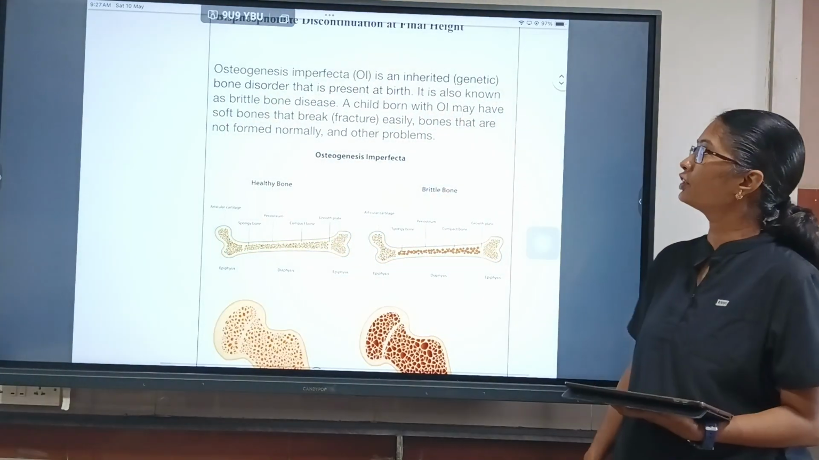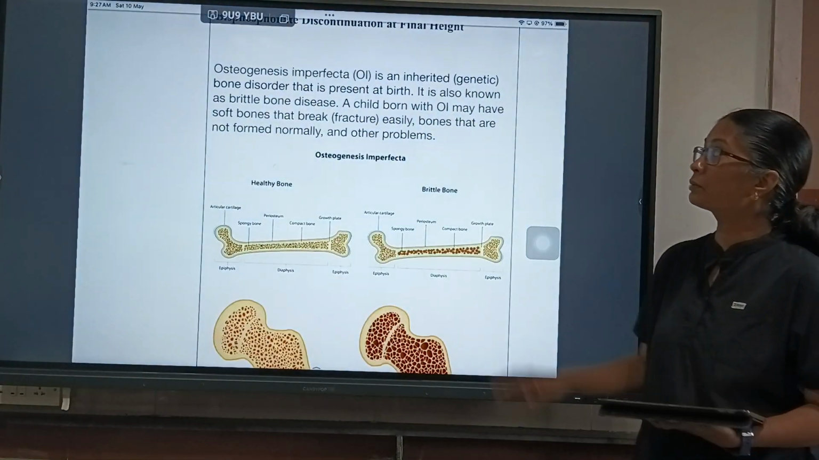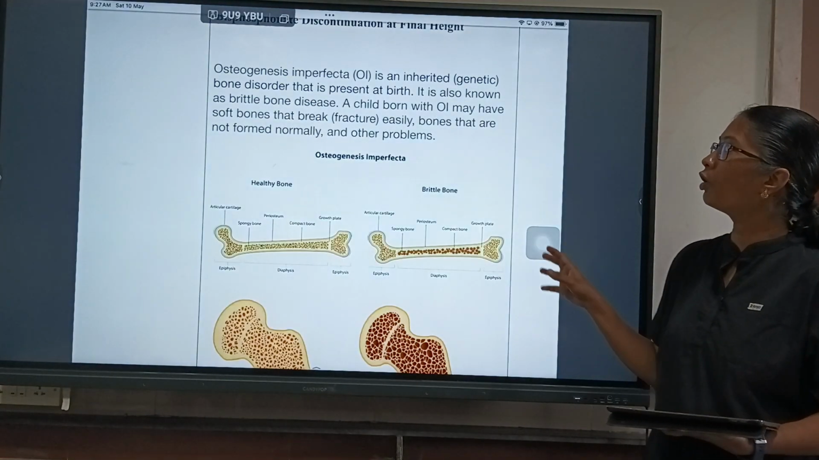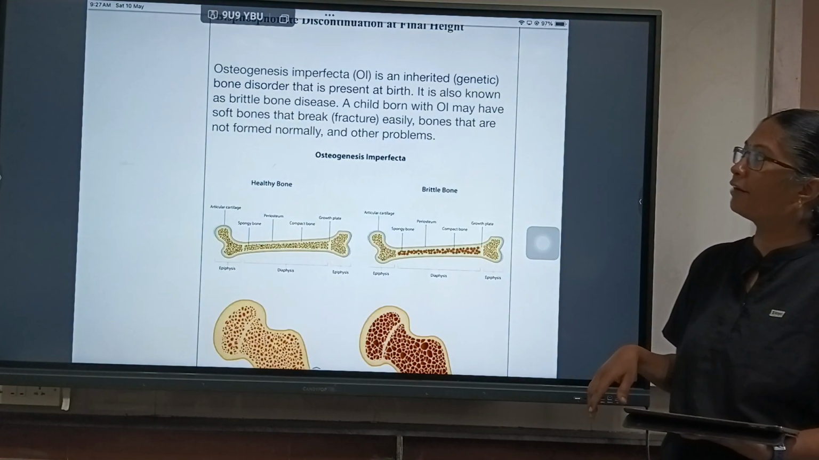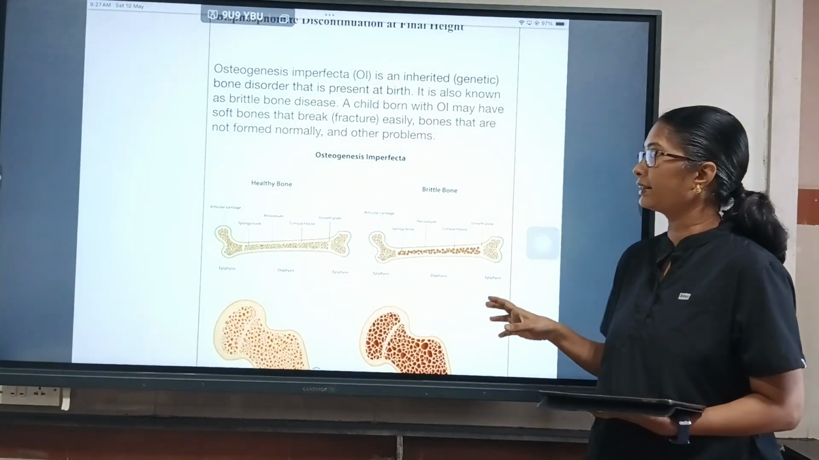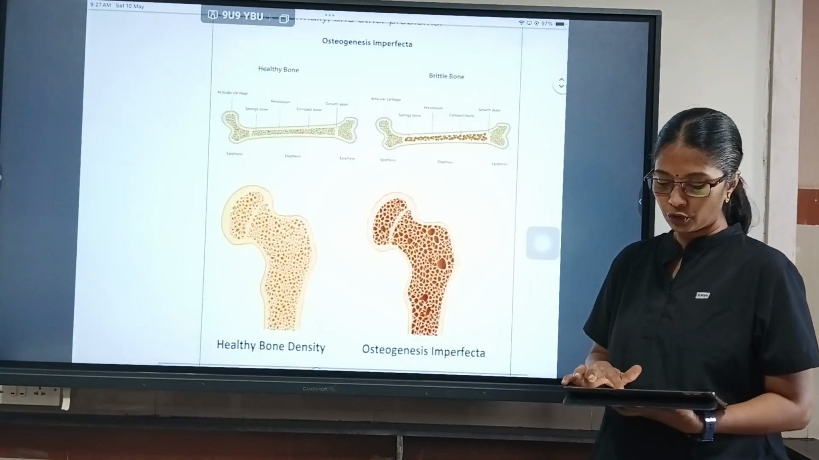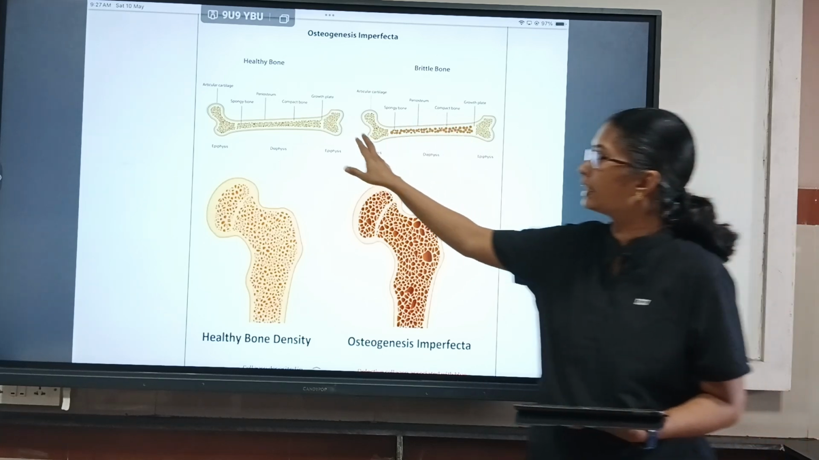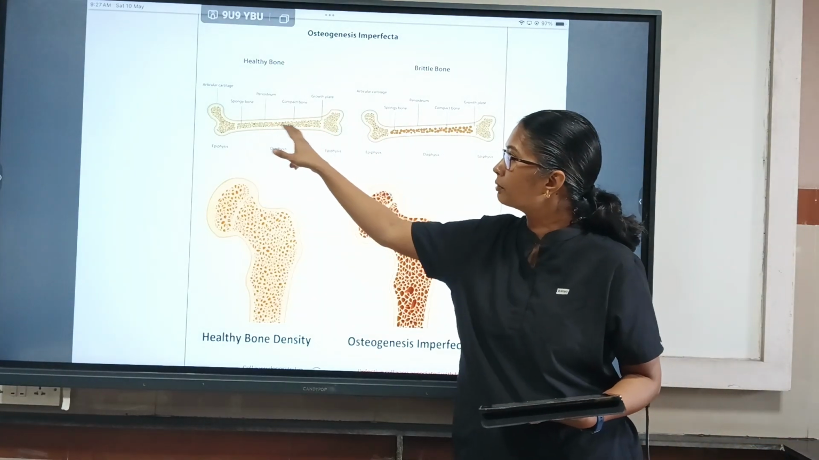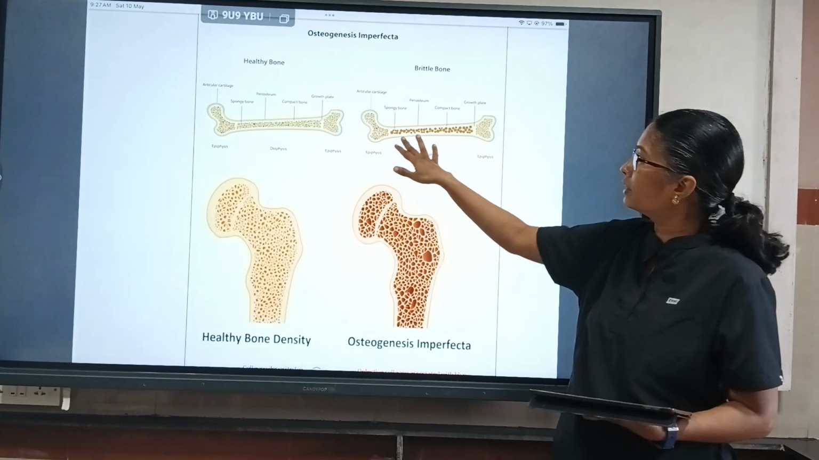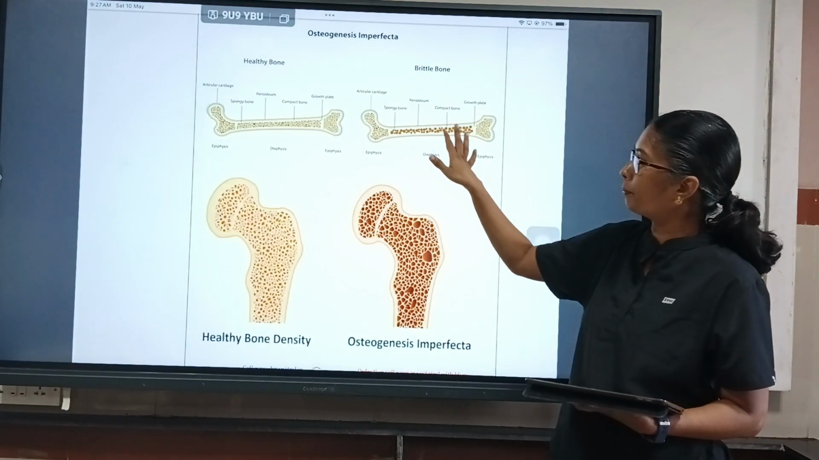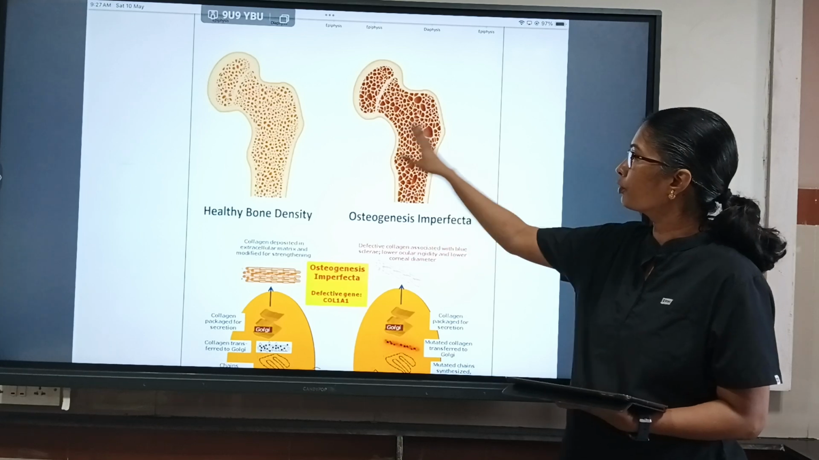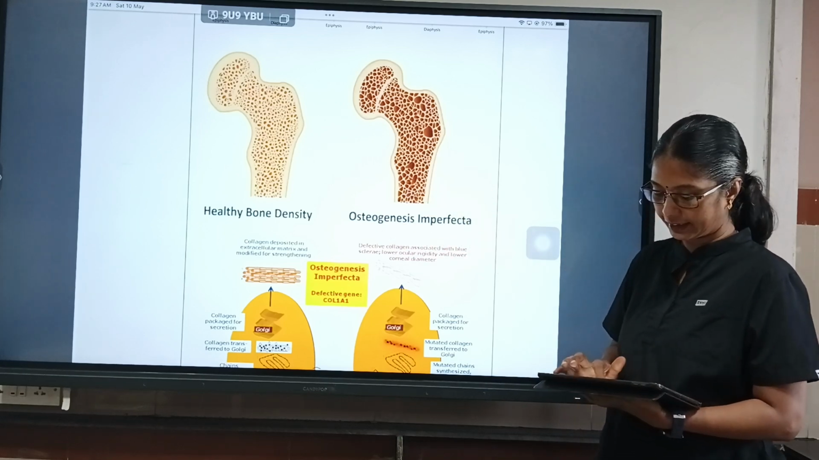It is an inherited genetic disorder that is present at birth, and it is also known as brittle bone disease. A child born with osteogenesis imperfecta may have soft bones that fracture easily. When we see the picture of a normal healthy bone and a brittle bone, the difference is in the compactness of the bone, or the spongy bone. So this is the healthy bone and this is the bone which has osteogenesis imperfecta.